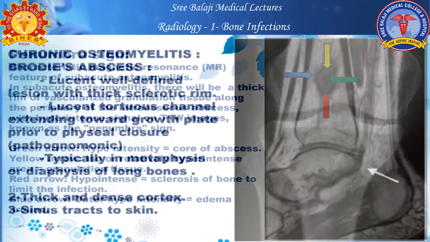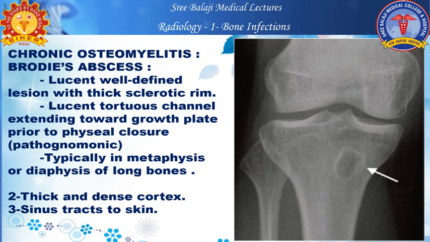In chronic osteomyelitis, the Brodie abscess is also called a pseudo-cyst. Radiologically, it can manifest as a sclerotic rim with a central hypodense area, which depicts the abscess. Now, there will be a tortuous channel extending towards the growth plate, and that is said to be pathognomonic of the Brodie abscess. Typically, these lesions are located in the metaphysis or diaphysis of the bone. Overlying thick dense bone and a sinus tract add to the specificity of the diagnosis of Brodie abscess.